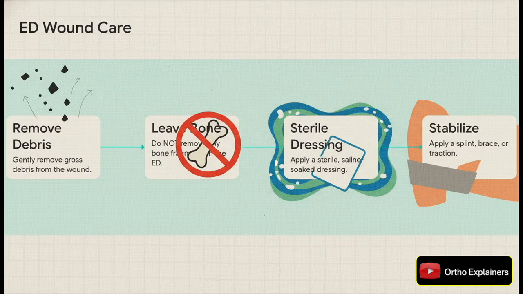In the ED, our wound care goals are pretty simple. Stabilize, cover, and prevent any more contamination. You want to remove any gross debris you can see, but, and this is critical, do not go probing the wound or removing bone fragments. Those pieces might be crucial for reconstruction later. Just apply a simple, sterile, saline-soaked dressing and then stabilize the extremity. Aggressive irrigation at this stage is a bad idea. You can actually drive surface contaminants deeper into the wound.